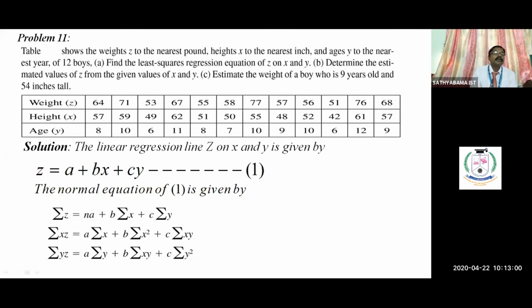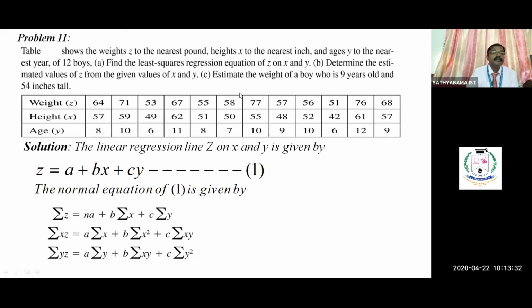So for this problem, they've given this data, and we are asked to find the regression line Z on X and Y. Earlier we found Y on X and X on Y in case of two variables. Now we have to find the regression equation, that is, most probably least square: Z equal to A plus Bx plus C.